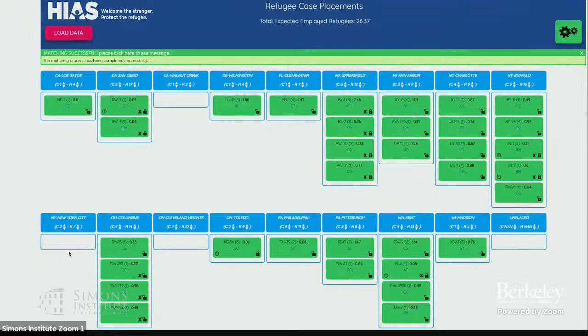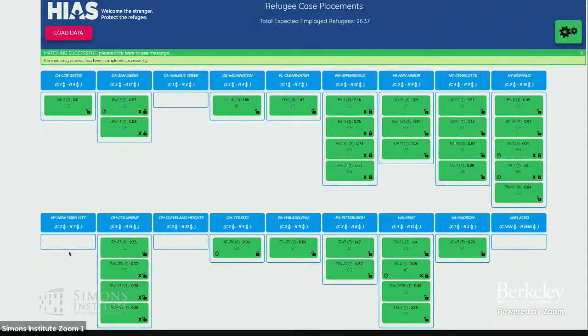Here you see it says NC Charlotte, so this is Charlotte in North Carolina. And these green boxes are the refugee families. What you can do is drag one of these boxes and put it somewhere else. It will tell you whether you're violating any of the constraints, or indeed what the loss is in your objective function.